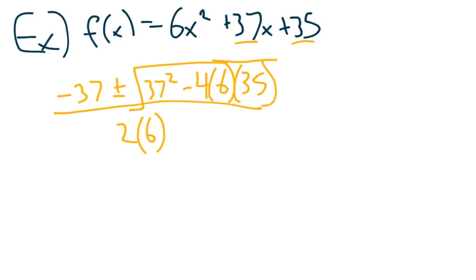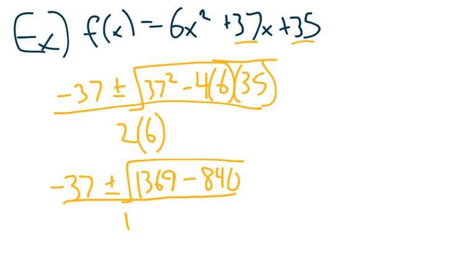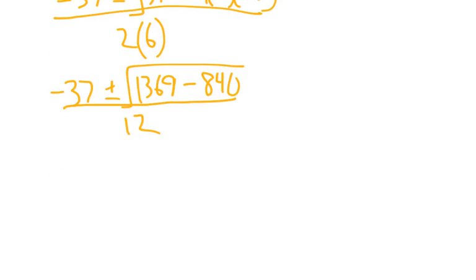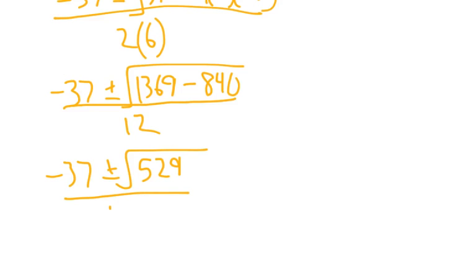Okay, so let's crunch the numbers, see what we end up getting here. Negative 37 plus or minus the square root of 37 squared, which is 1,369, minus 4 times 6 times 35, which is 840, all over 12. Now again, the numbers look big, but take your time, use a calculator, see what you get. Negative 37 plus or minus, and we'll simplify what's underneath the radical to get 529, all over 12.